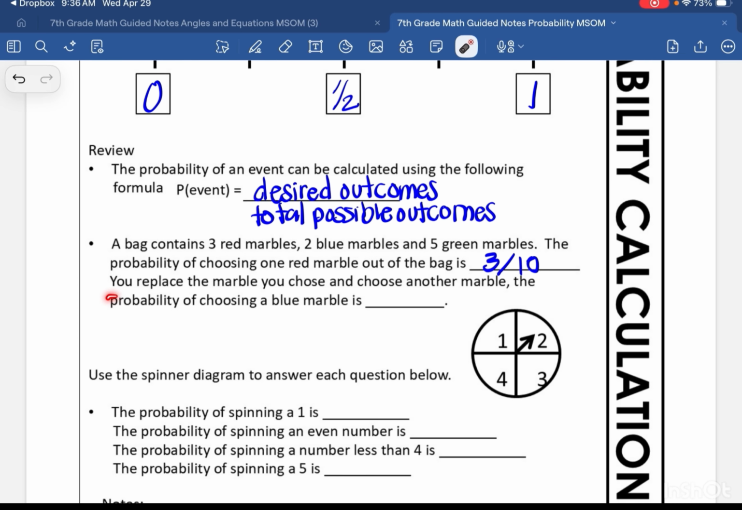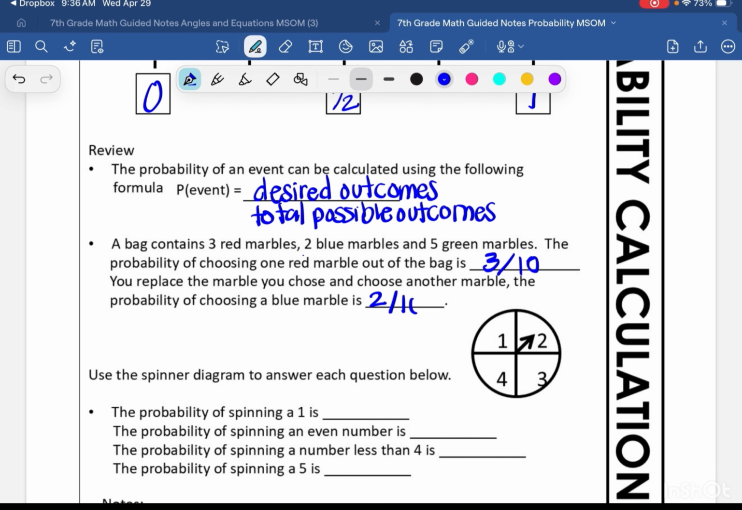You replace the marble you choose and choose another marble. The probability of choosing a blue marble, now my desired outcome is blue. So I have 2 possible blue marbles that I can choose, but my total possible outcome stays the same at 10. This one can actually be reduced to 1/5.